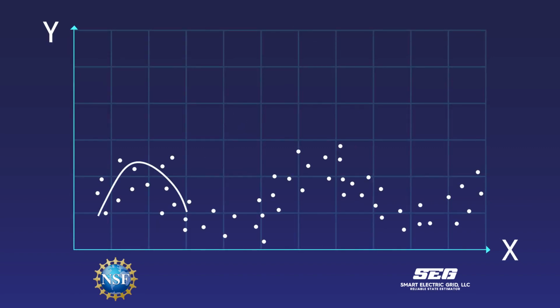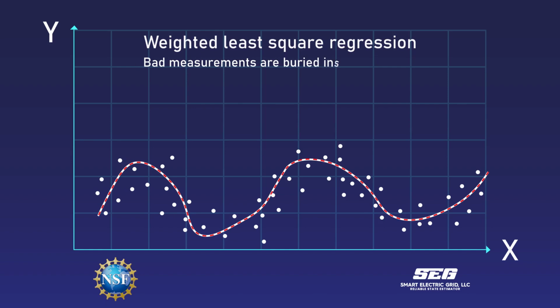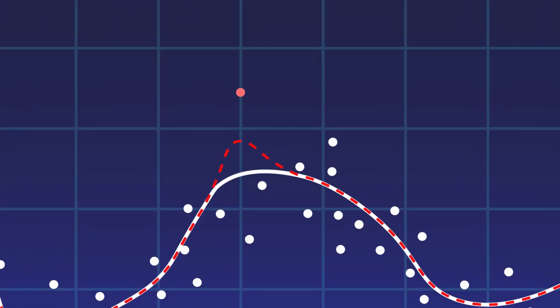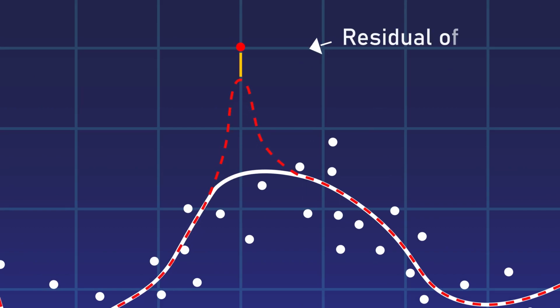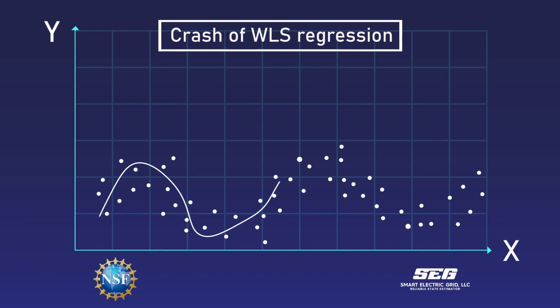line. The scheme of minimizing the squared residuals of measurements used by weighted least square regression can indeed force the residuals of bad measurements to be small. This can result in a deformed fitting curve and make it difficult to detect the bad measurements. Weighted least square regression is prone to crashing without a solution when the bad measurements are severe or the number of bad measurements is large.